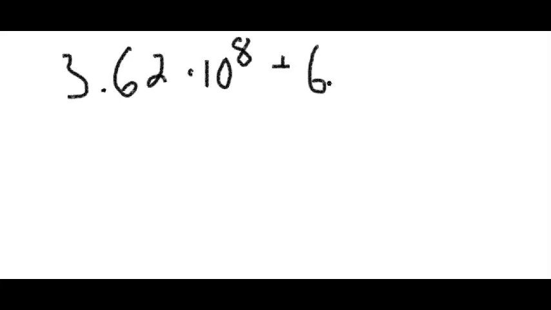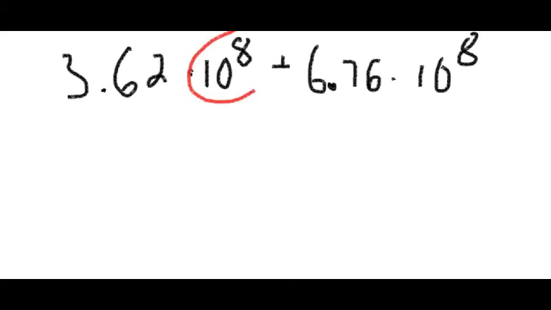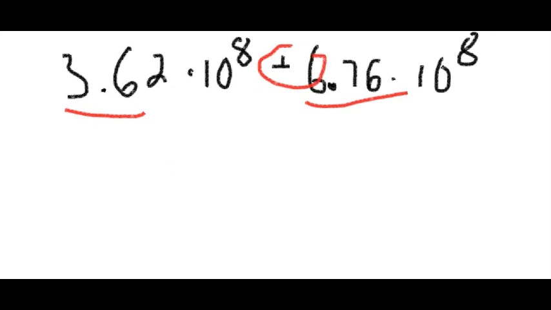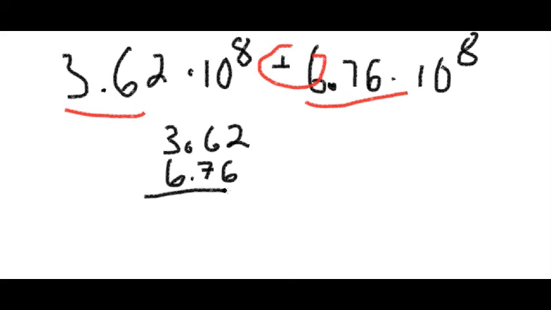We have 3.62 times 10 to the 8th power plus 6.776, let's say, times 10 to the 8th power. We're in luck because these are the same exponents. And when they are the same, we don't have to worry about anything. All we have to do is add these, since this is an adding sign. So it was 3.62 plus 6.76. We make sure the decimal places line up.